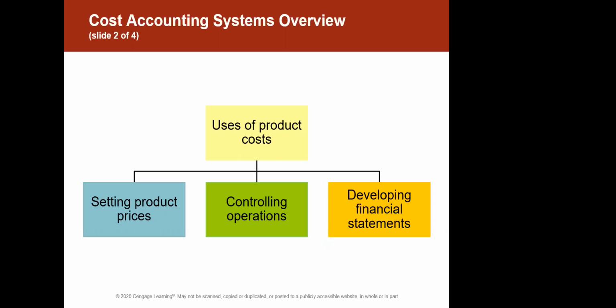So you need to know the cost of things so you can set prices. You also need to know the cost of things so you can control operations. So you can say, is what we're doing what we plan to do? If you don't know what it's costing you, it's really hard to do any real controlling. And then finally, to develop your financial statements, you have to have a good understanding of what the costs are. And so, like I said, these next 2 chapters are about a couple different types of costing systems.